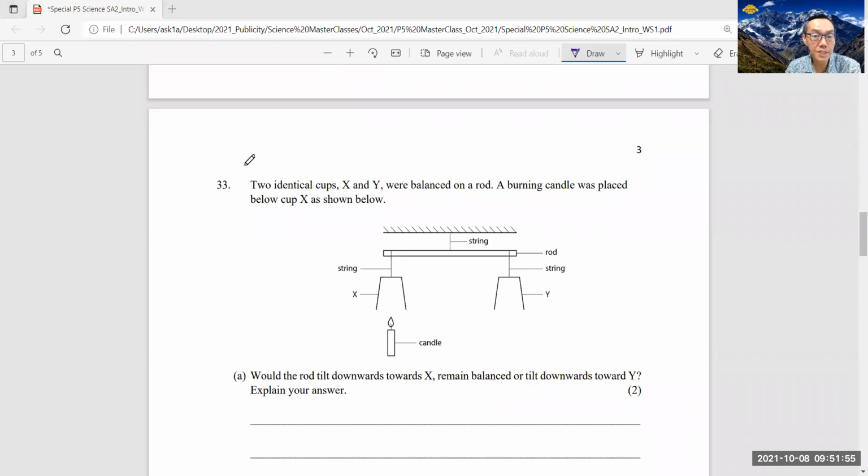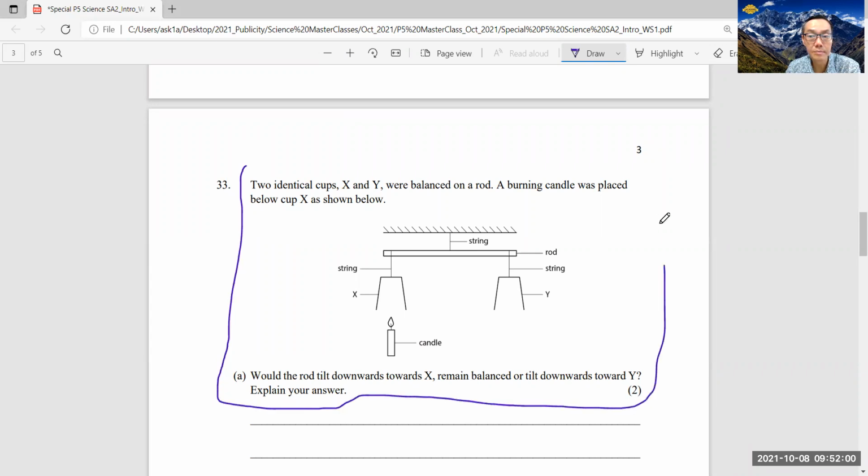Okay, Xiaotong, can you read the question here? Two identical cups X and Y were balanced on a rod. A burning candle was placed below cup X as shown below. Would the rod tilt downwards towards X, remain balanced, or tilt downwards towards Y? Explain your answer. Okay, can you underline the word explain?